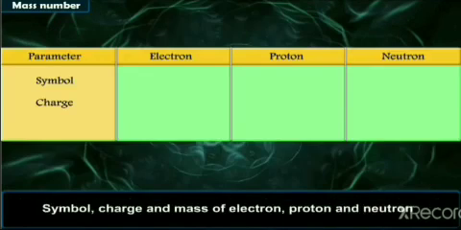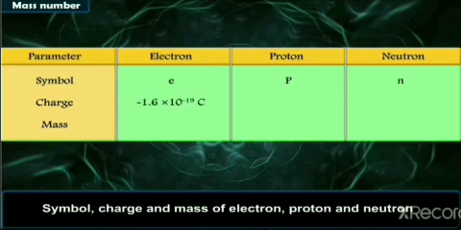Symbol, charge, and mass of electron, proton, and neutron. Here's a table showing parameter, electron, proton, and neutron. Symbol of electron is e, proton, p, neutron, n.